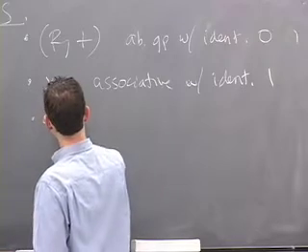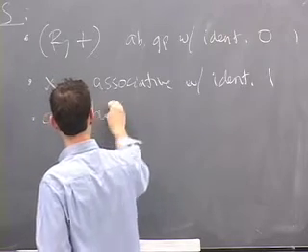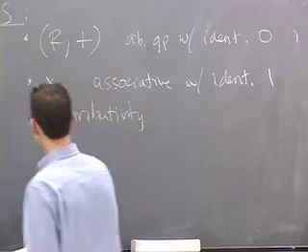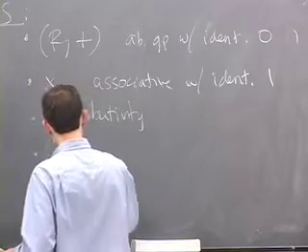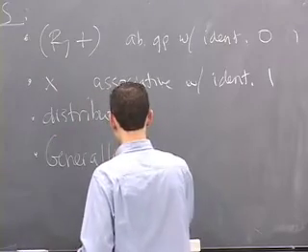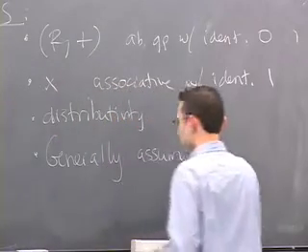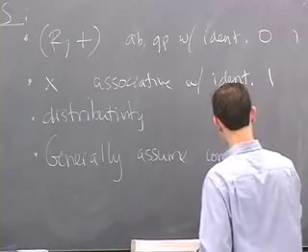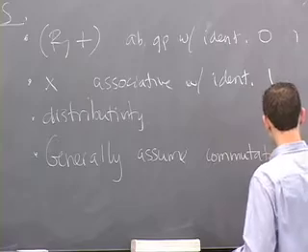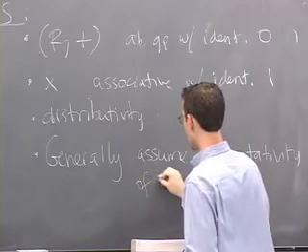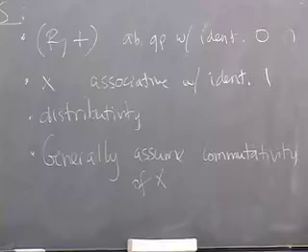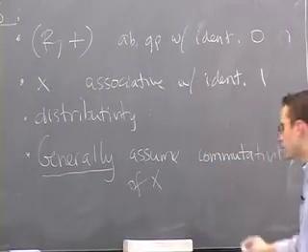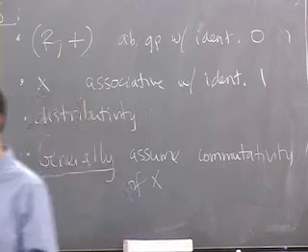And then, of course, these have to interact. So we demand some sort of distributivity property. And moreover, in order to get good structural results, we generally assume commutativity as well. Specifically, commutativity of the multiplication operation. Although, of course, we'll explicitly say if we're assuming that or not.